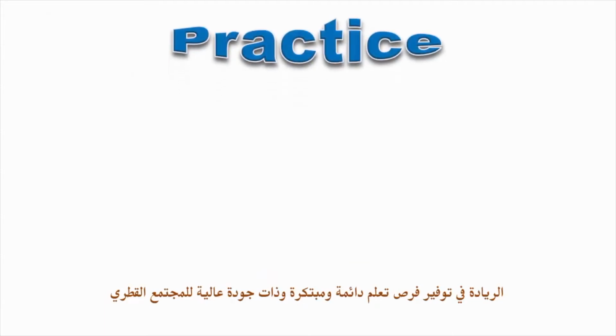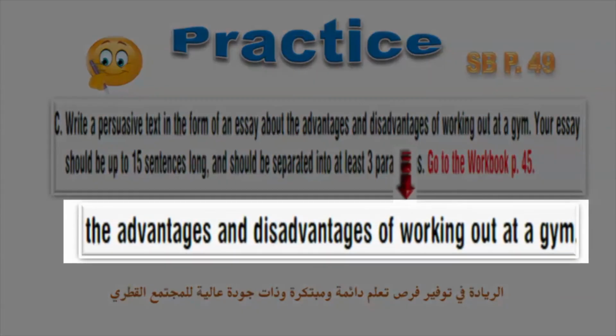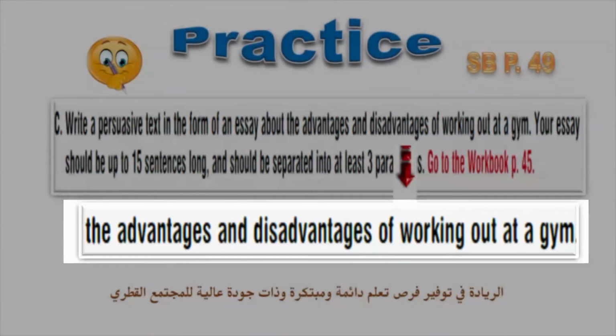Let's have some practice now. Student book, page 49. Write a persuasive text in the form of an essay about the advantages and disadvantages of working out at the gym. Your essay should be up to 15 sentences long and should be separated into at least 3 paragraphs. What's the key sentence here? The advantages and disadvantages of working out at the gym. That's it.